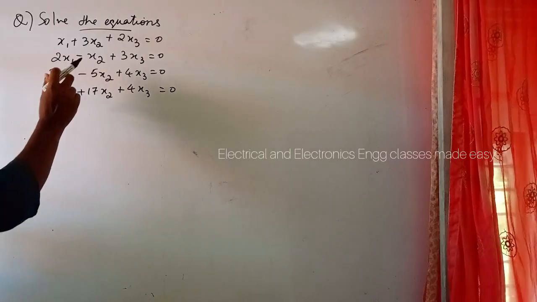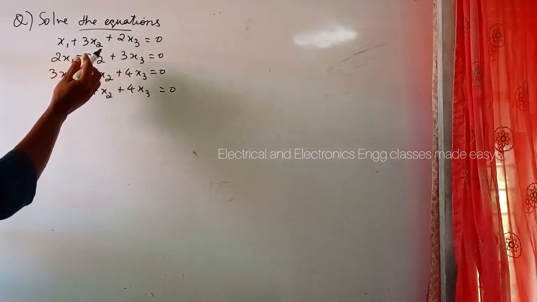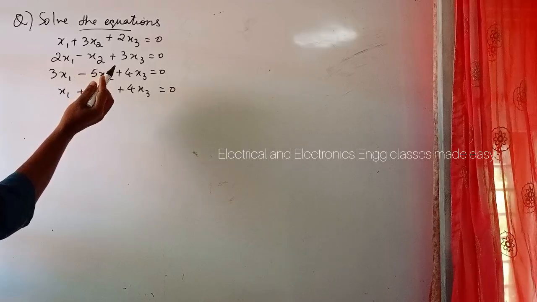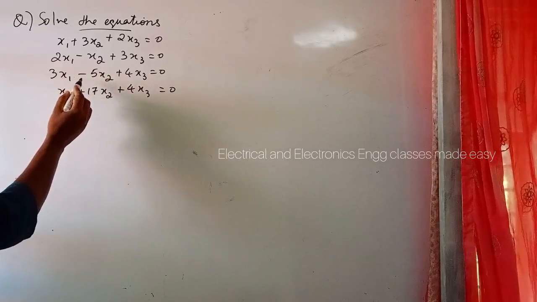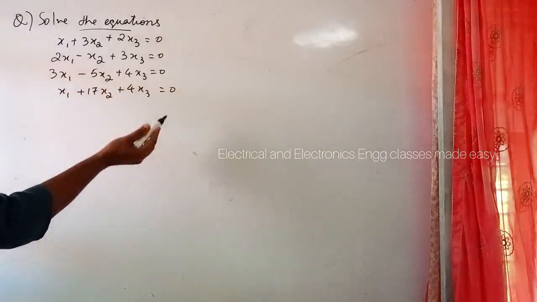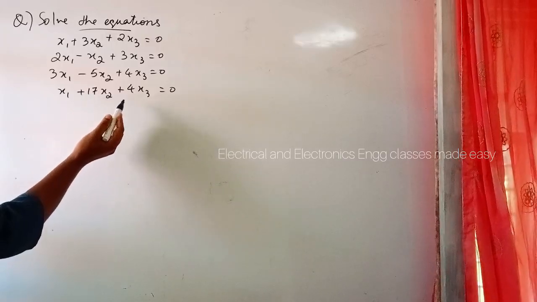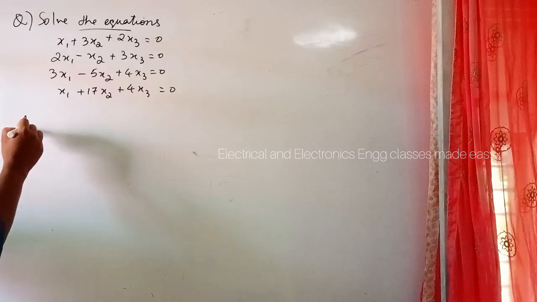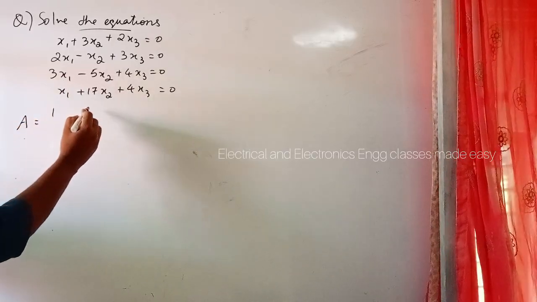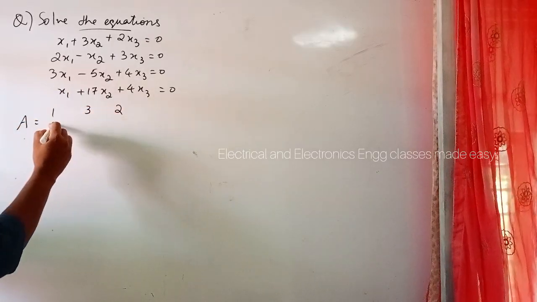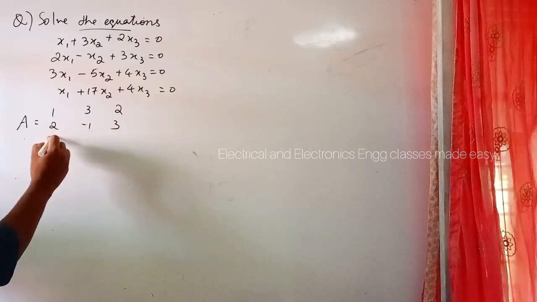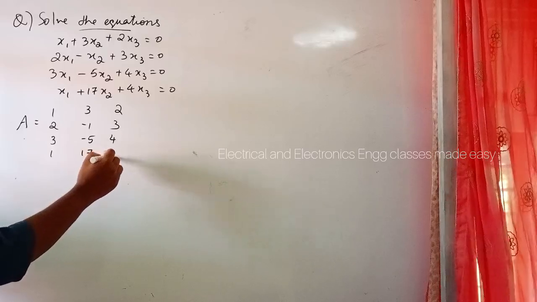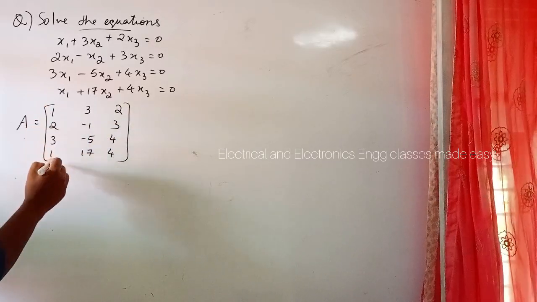Next question is, solve the equations x1 plus 3x2 plus 2x3 equal to 0, 2x1 minus x2 plus 3x3 equal to 0, 3x1 minus 5x2 plus 4x3 equal to 0, x1 plus 17x2 plus 4x3 equal to 0. So our first step is write the coefficient matrix A, that is 1, 3, 2, 2 minus 1, 3, 3 minus 5, 4, 1, 17, 4. So this is the coefficient matrix.